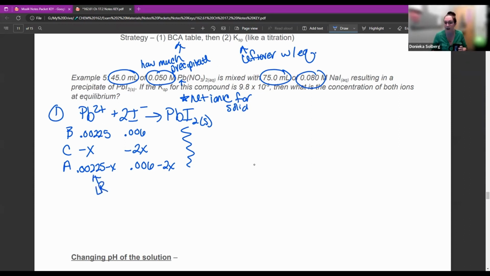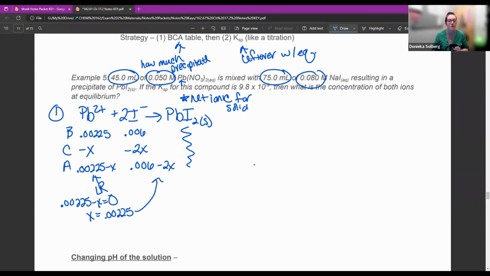Now, if you can't tell, just set one of them equal to 0 to solve for x. Okay, so that's what I'm going to do. I'm going to set this one equal to 0.00225 minus x equals 0. So x is 0.00225. Okay. If you end up, when you plug x back in, with something negative over here, that's impossible. So you picked the wrong one, then set the other one equal to x. But this is going to work.